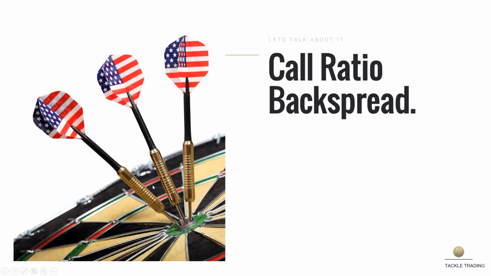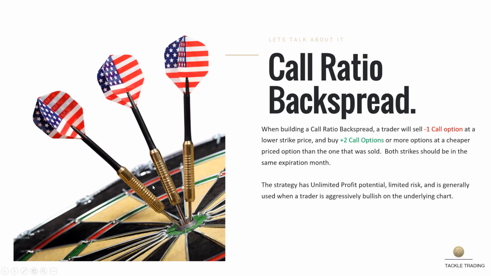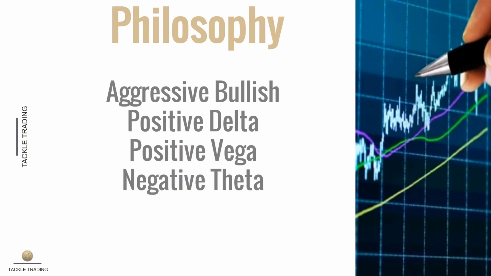Now, when you're doing a Call Ratio Backspread, what you're going to do at a bare minimum is sell -1 call option at a lower strike price and buy +2 call options or more options. You can do 3 or 4 or 5 at a cheaper priced option, which is going to be a higher strike price. Both strikes should be in the same expiration month. The strategy has unlimited profit potential, limited risk, and is generally used when a trader is aggressively bullish on the underlying chart. It's an aggressive bullish trade.